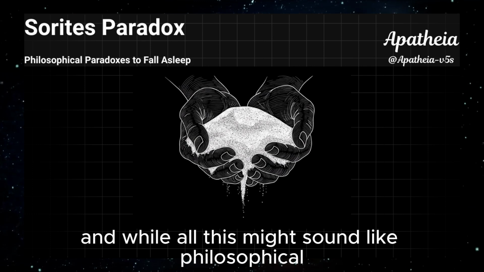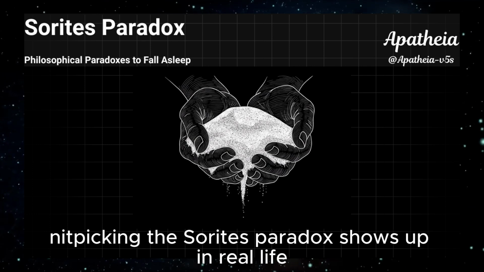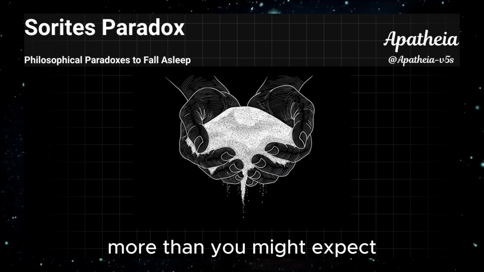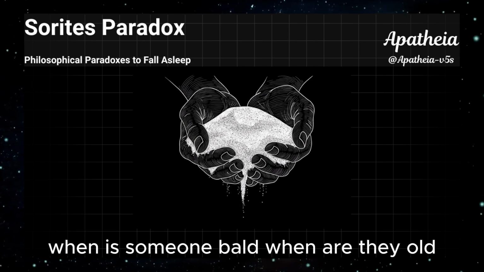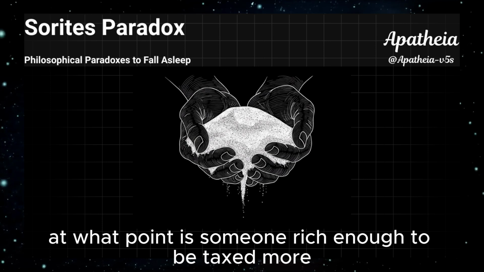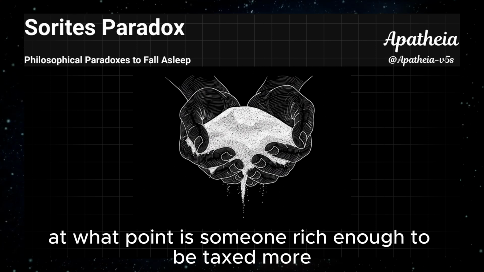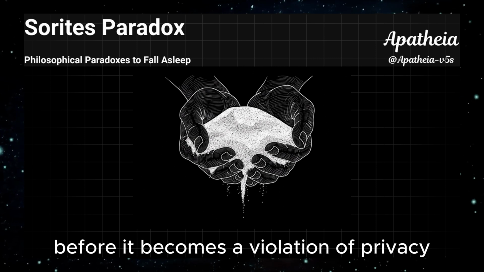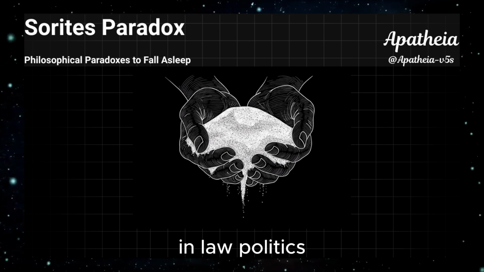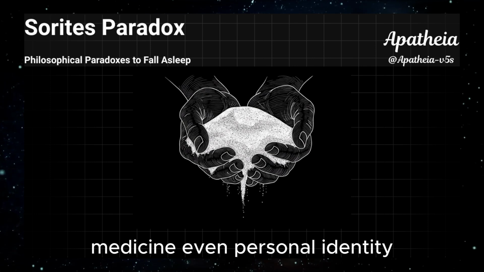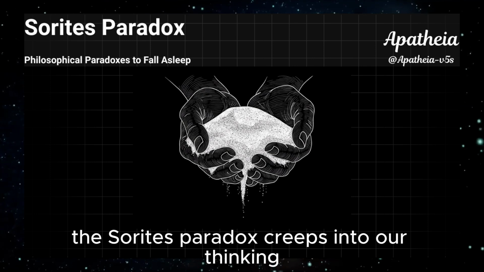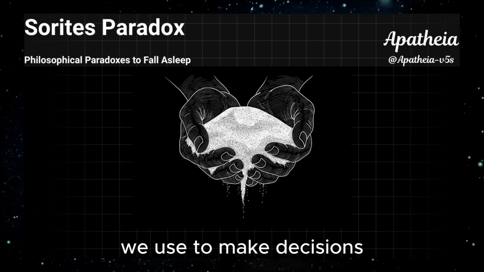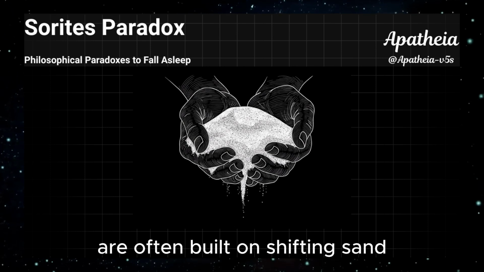And while all this might sound like philosophical nitpicking, the Sorites Paradox shows up in real life more than you might expect. When is someone bald? When are they old? At what point is someone rich enough to be taxed more? How much surveillance is too much before it becomes a violation of privacy? In law, politics, medicine, even personal identity, the Sorites Paradox creeps into our thinking. It reminds us that the categories we use to make decisions are often built on shifting sand.